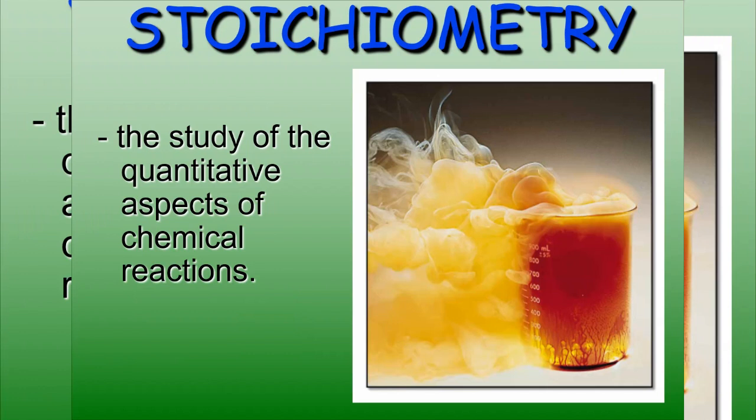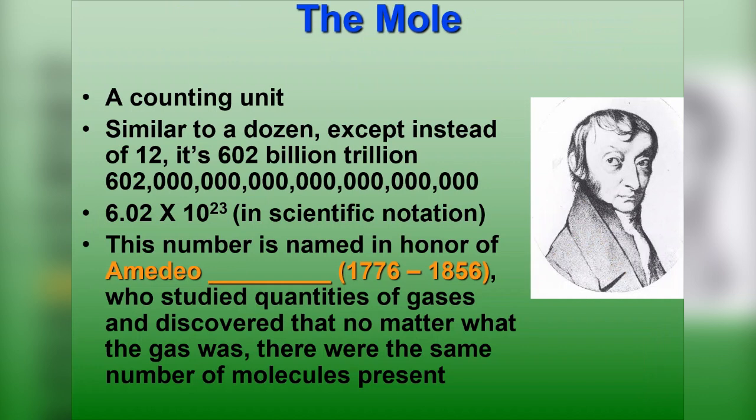Stoichiometry means to determine how many atoms, how many molecules are participating in a chemical reaction, how much they weigh. The mole is a counting unit. Similarly, we count a dozen. In a dozen, the count is 12. In a mole, the count is like 602 billion trillion. In scientific notation we can write 6.02 times 10^23, and this number is named in honor of Amedeo Avogadro, who studied and discovered that no matter what the gas was, there were the same number of molecules present.